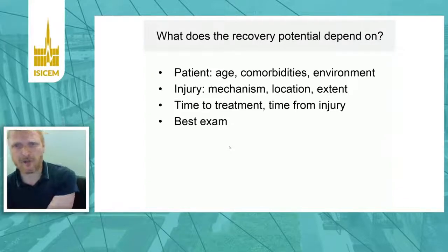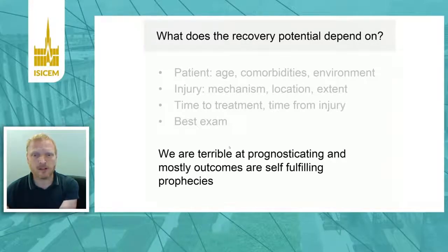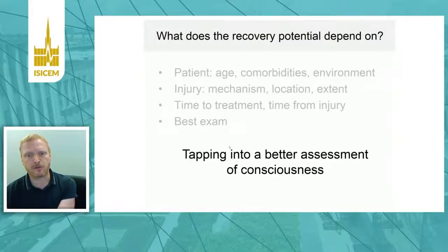So what does the recovery potential depend on? It depends on patient factors like age, comorbidities, the environment, injury mechanism and location, and the extent of injury, time to treatment, time from injury, and the best neurological exam. We're terrible at this point at prognosticating, and mostly the outcomes are self-fulfilling prophecies.